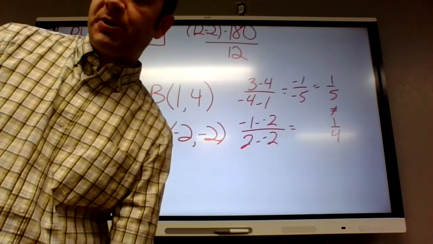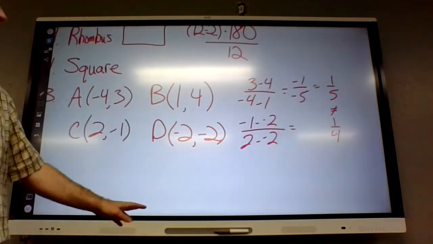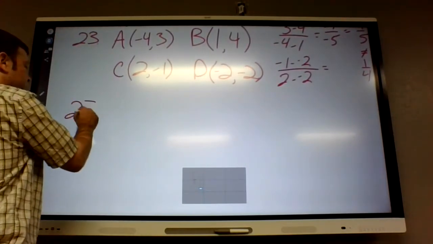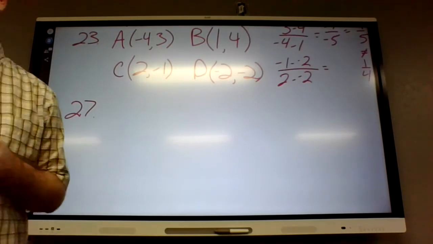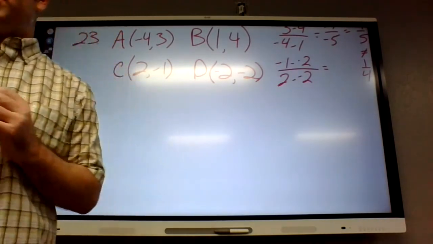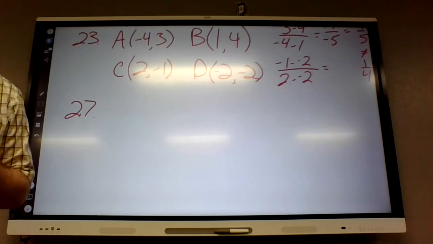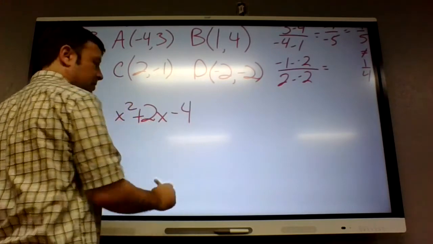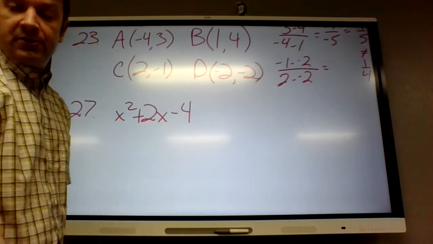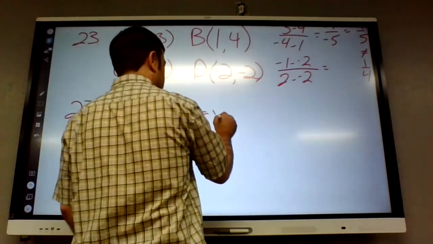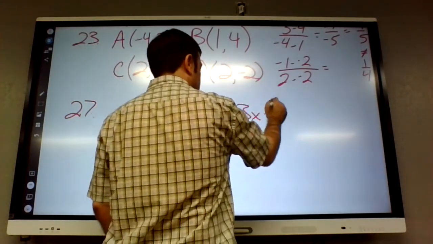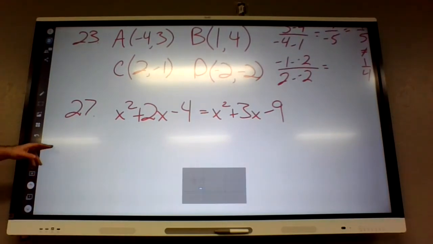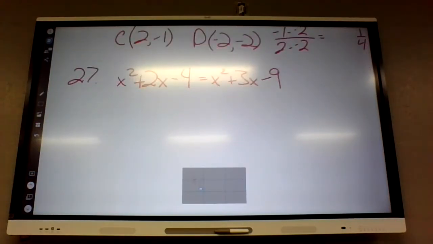27 is supposed to be a rhombus. So, what do we know about rhombuses? Okay, all the sides are the same. So how can we set this up to solve for x? They're equal to each other. x squared plus 2x minus 4 equals x squared plus 3x minus 9. Okay, like terms. What should I do first?